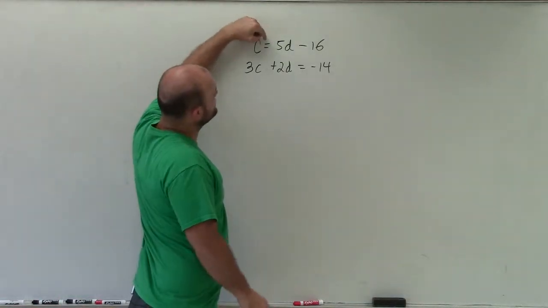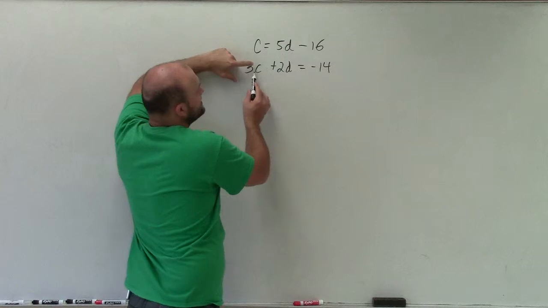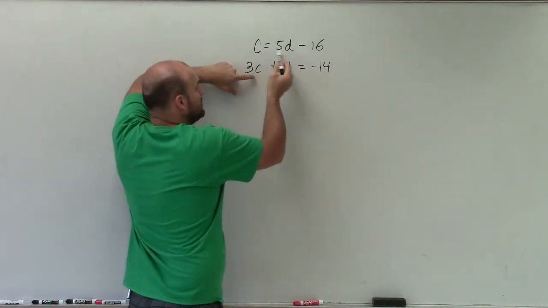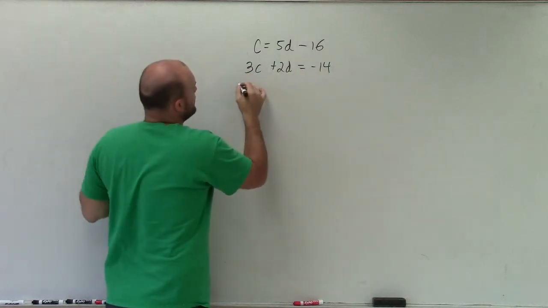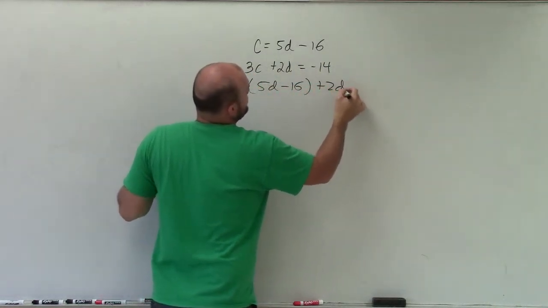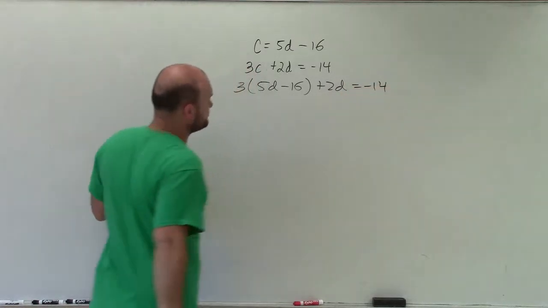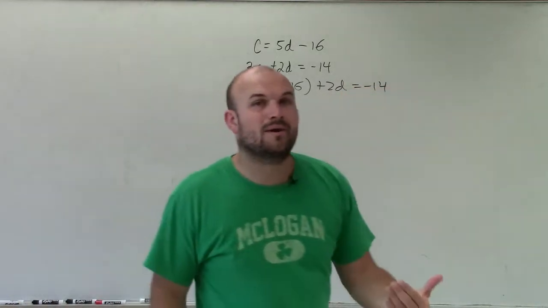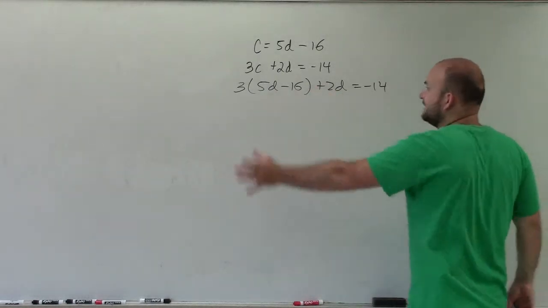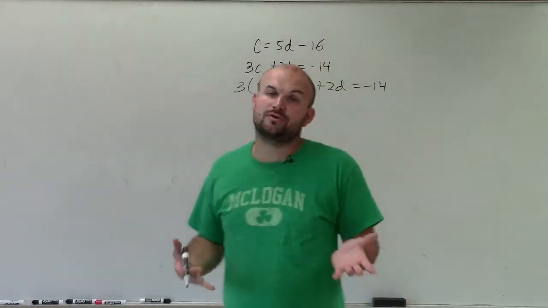So what I'm going to do is, rather than using c in the second equation, I'm going to use what c equals. Well, we know what c equals. It equals 5d minus 16. So when I do that, I write 5d minus 16 plus 2d equals negative 14. Now, what I have is an equation that has only d. So I know I can solve for an equation with only d's.